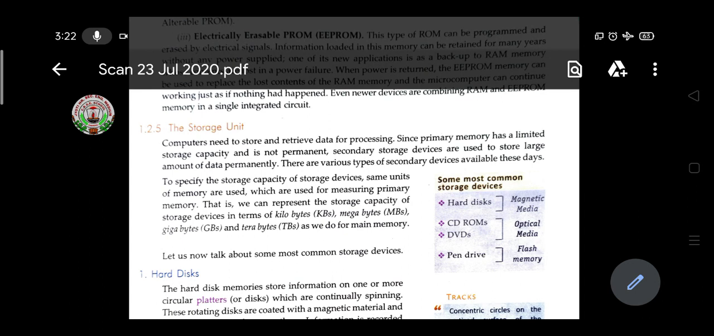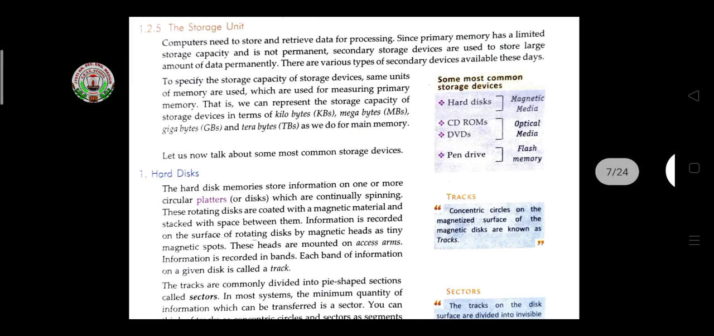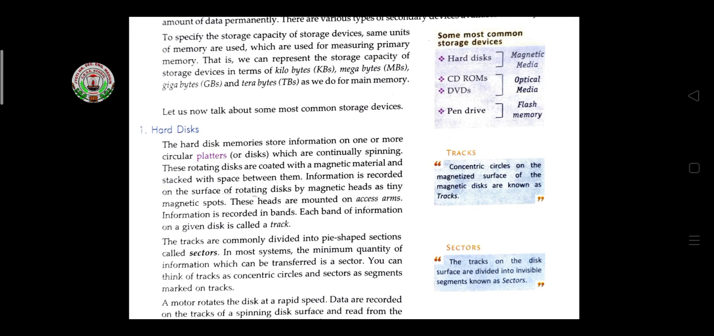To specify the storage capacity of a storage device, the same units of memory are used which are used for measuring primary memory. That is, we can represent the storage capacity of a storage device in terms of kilobyte, megabyte, gigabyte and terabyte, as we do for main memory. These are the storage devices we are using. Let us now talk about some of the most common storage devices. First one is the hard disk.